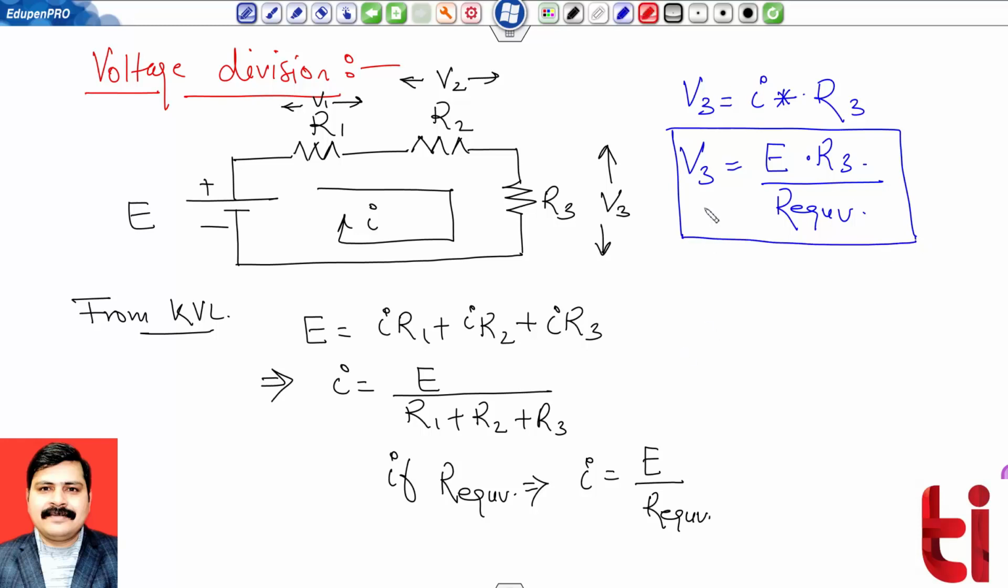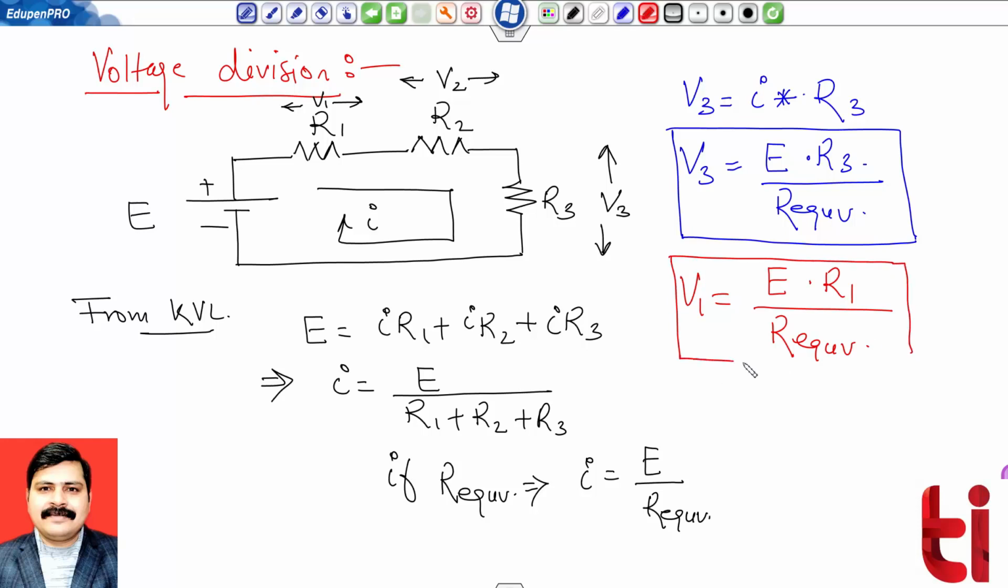In a similar fashion, if I am interested to find the value of voltage V1, then the rule says that the overall voltage is multiplied by the resistance of the branch across which you find the voltage. So V1 is E multiplied by resistance R1 divided by equivalent resistance. So that is the basic.